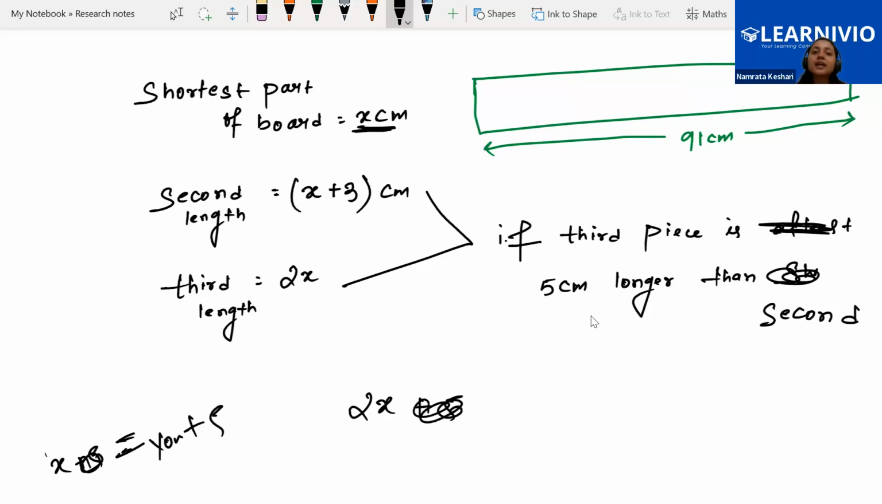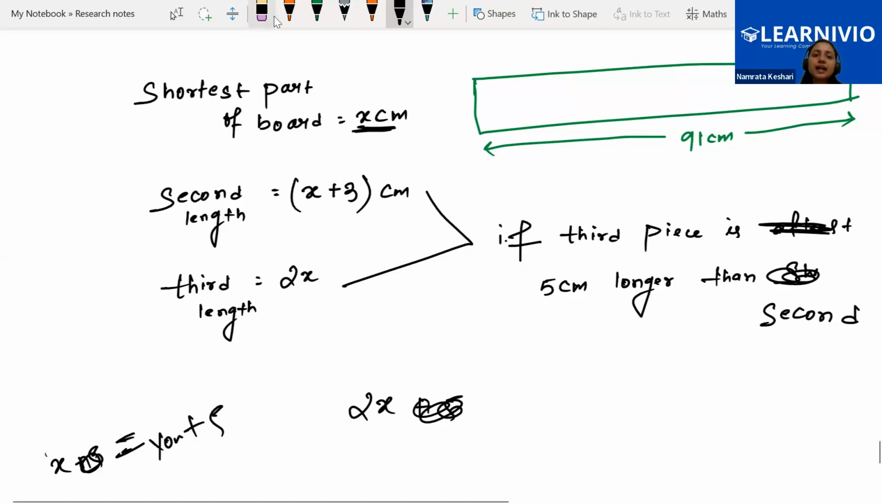Because I am already greater. When framing the equation, the part which is already greater, please don't add to that part. The part which is smaller, we will try adding to that part. Am I making sense to all of you? Yes, ma'am.